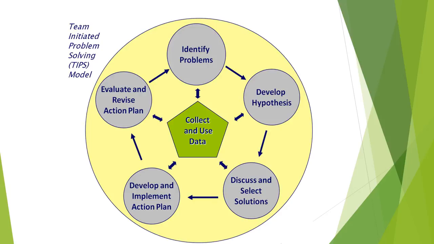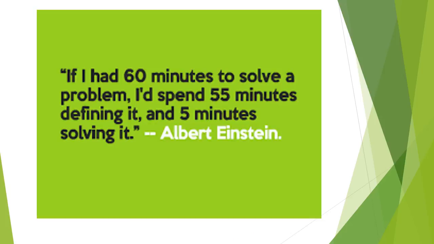So the first thing that we always do when we use the TIPS model is we collect and use data, which is what you got from your number knowledge test beginning of the year assessment results. The next thing is that we want to identify the problems. So Albert Einstein said this: if I had 60 minutes to solve a problem, I'd spend 55 minutes defining it and 5 minutes solving it. What we want to take away from this is that by making sure that we define the problem explicitly and specifically, we're able to strategically match appropriate solutions.